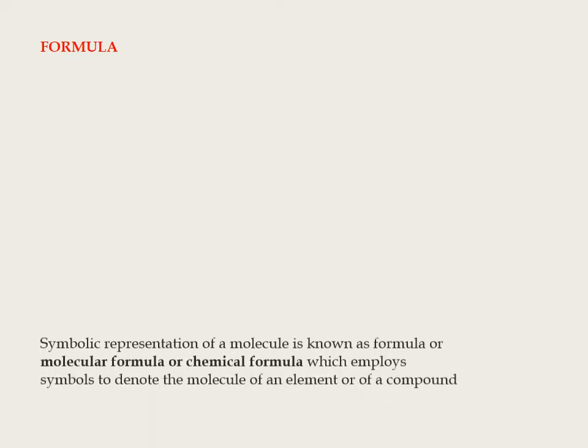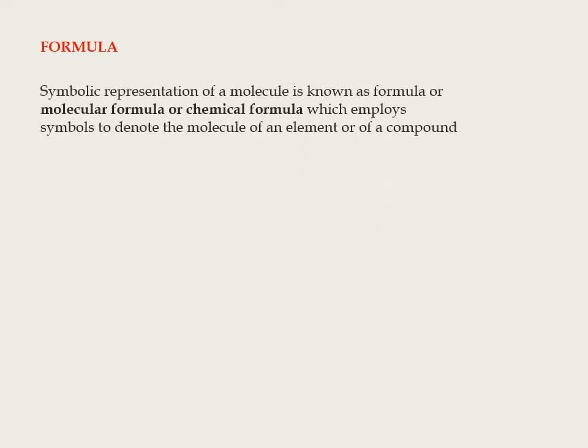Formula. Atoms of elements combine to form molecules. The symbolic representation of a molecule is known as a formula or molecular formula. A molecular formula is also known as a chemical formula, which employs symbols to denote the molecule of an element or of a compound. A molecule of an element may contain one or more atoms of it. For example, a molecule of the elements hydrogen, oxygen, nitrogen, chlorine, bromine and iodine contains two atoms and are written as H2, O2, N2, Cl2, Br2 and I2 respectively.